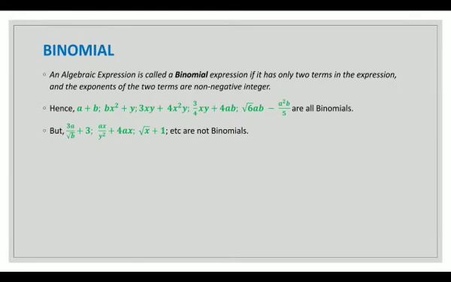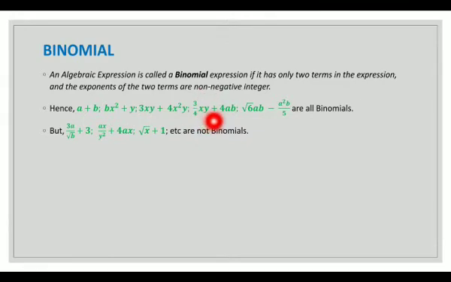What is a binomial? An algebraic expression is called a binomial expression if it has only two terms in the expression and the exponents of the two terms are non-negative integers. For example, a plus b. The next example, bx square plus y. The next example, 3xy plus 4x square y. Here there are two terms, so it is a binomial.